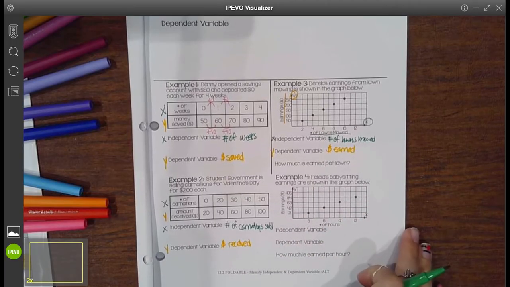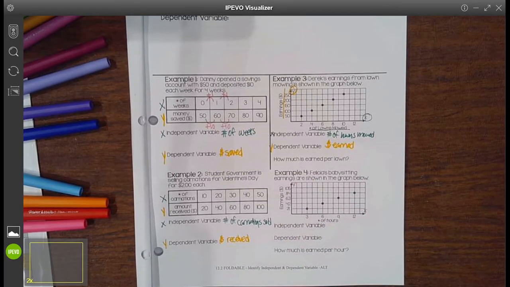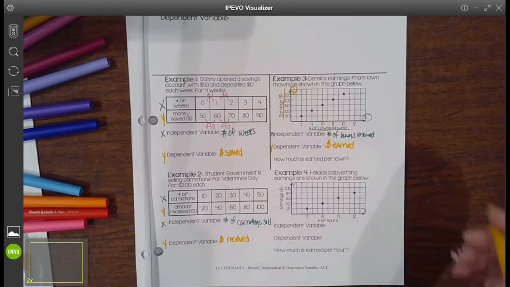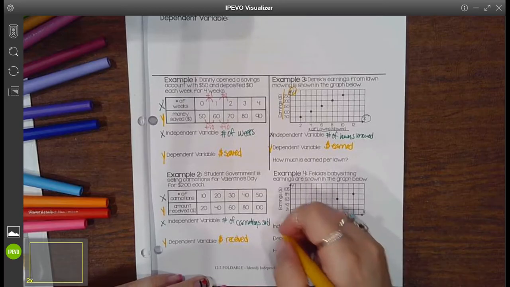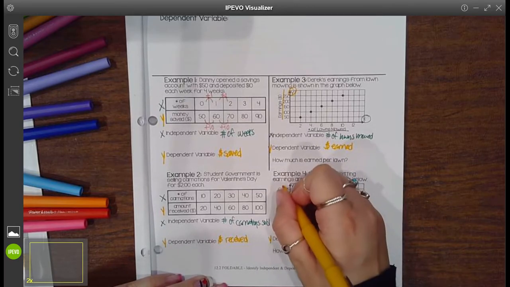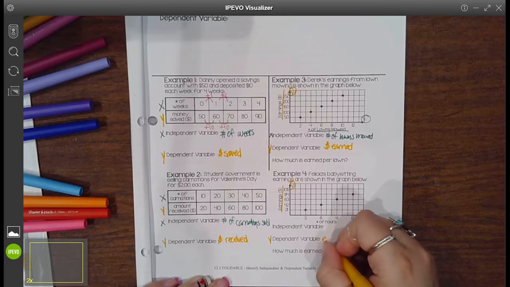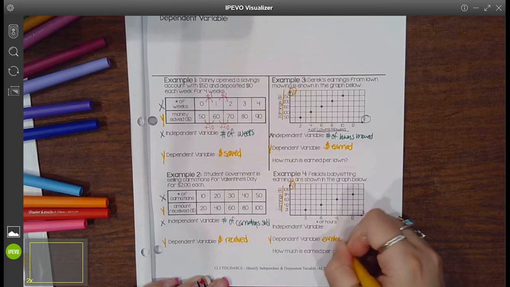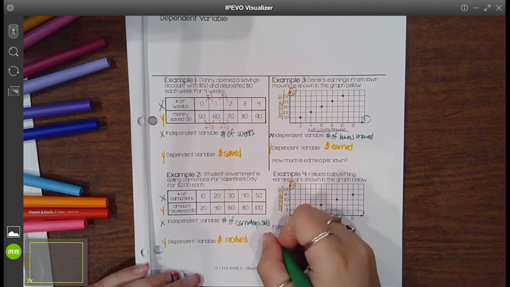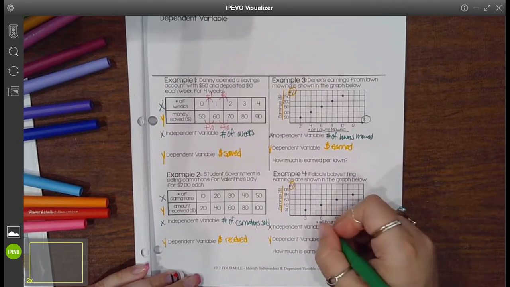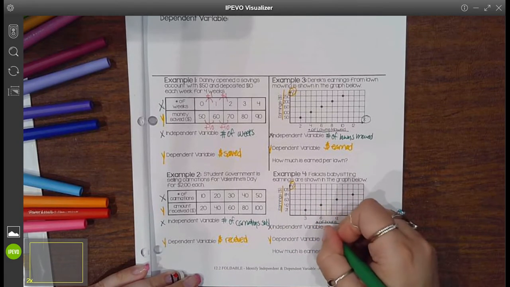Okay, so why don't you do number 4? Okay, so you paused it, you tried it, and now you're back with us. So the dependent, or Y, is right here. Again, it's talking about your earnings, your money. And the X, or independent, is talking about the number of hours that you work.